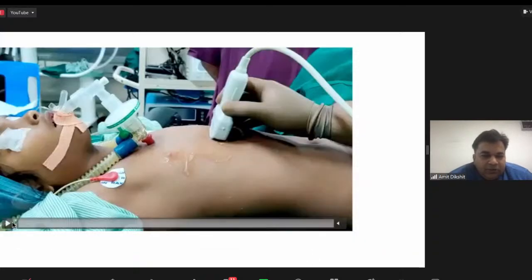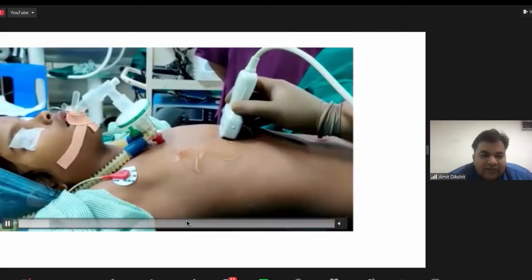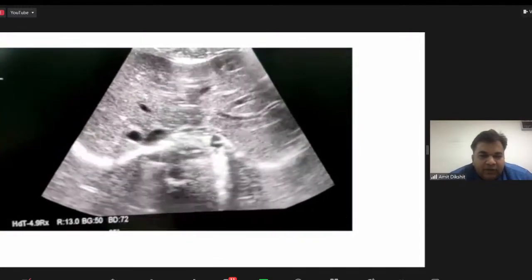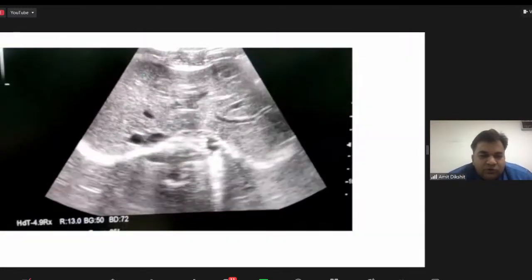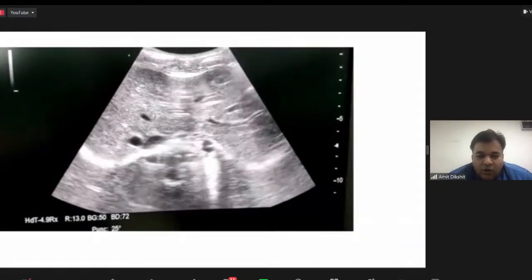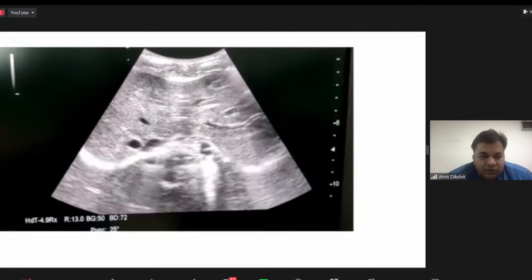In the pediatric population, there is another advantage: because the sternum is not calcified, you can even see the movement of the diaphragm very well. Nowadays, on most machines with a click of a button, you can change the probe and see whether it is moving or not, and you can confirm. So this is about intubation.